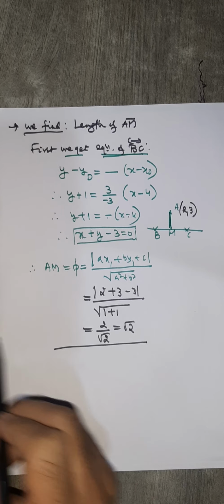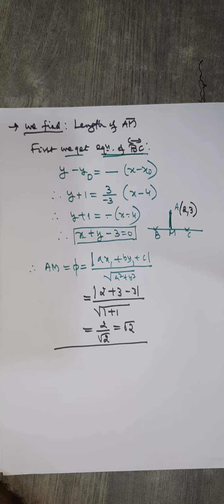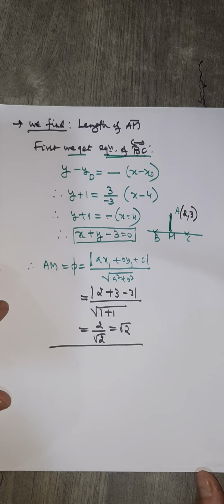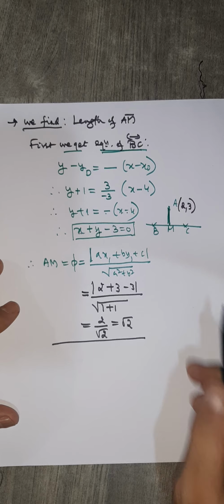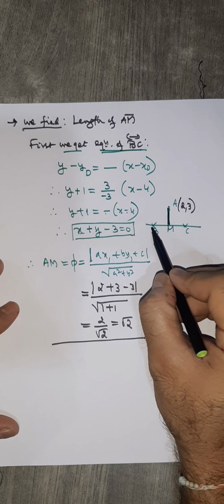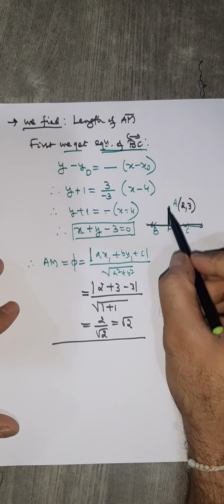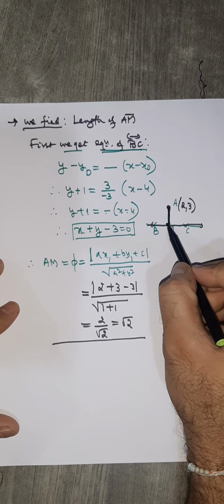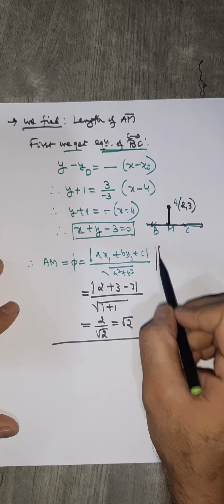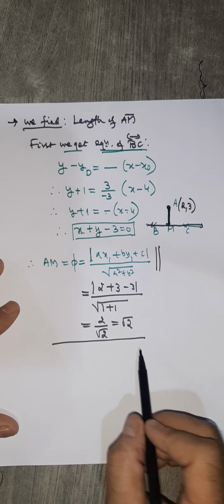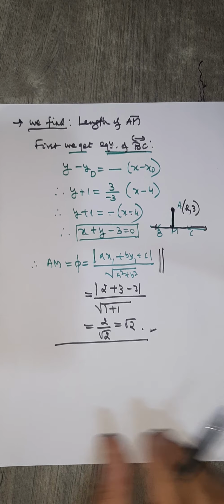This is the length of what? That altitude. Length of altitude is root 2. Clear? This is a nice question again. You were not given the equation ready, so I got that equation first, and then I got this perpendicular distance AM by this formula. I hope this is now clear to you.